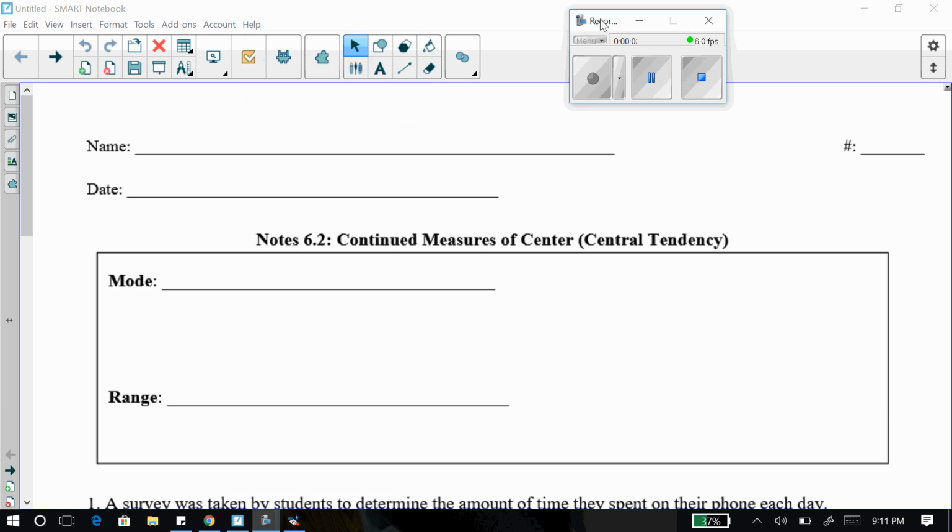Hello everyone. Today we are going to talk about two more measures of central tendency, which are mode and range.